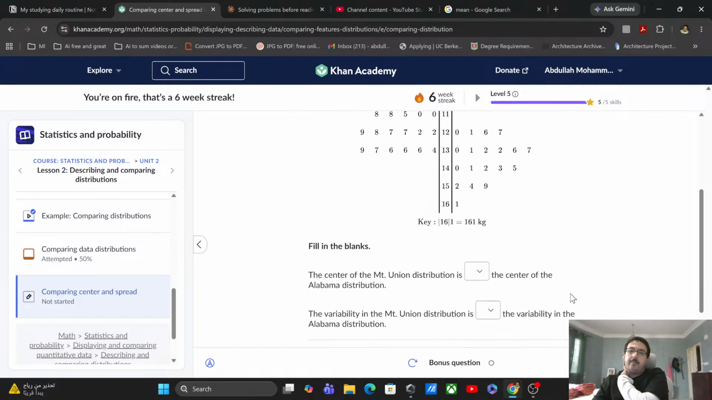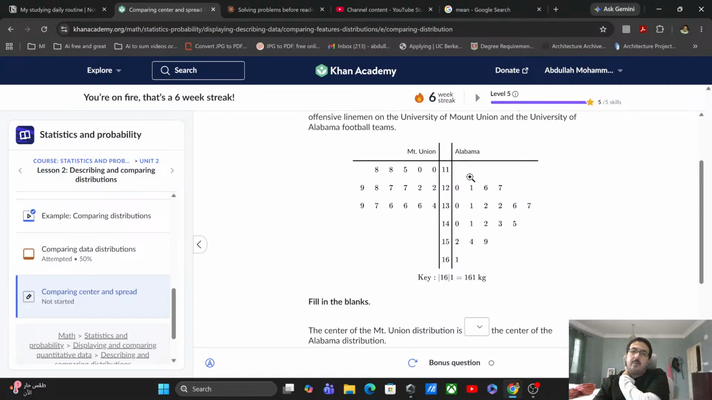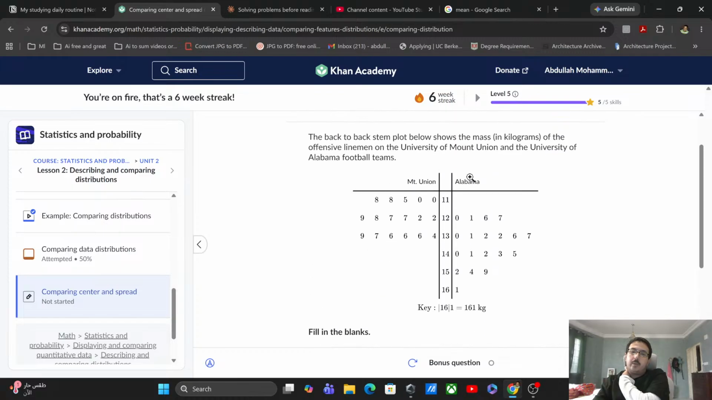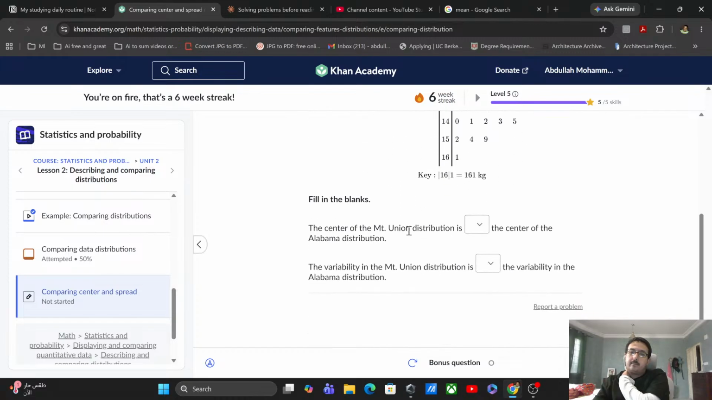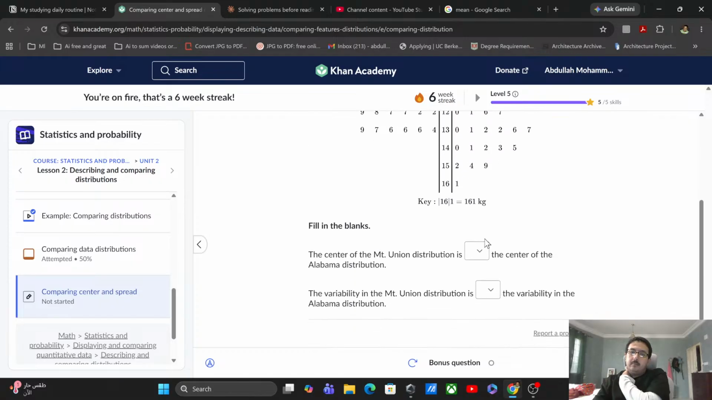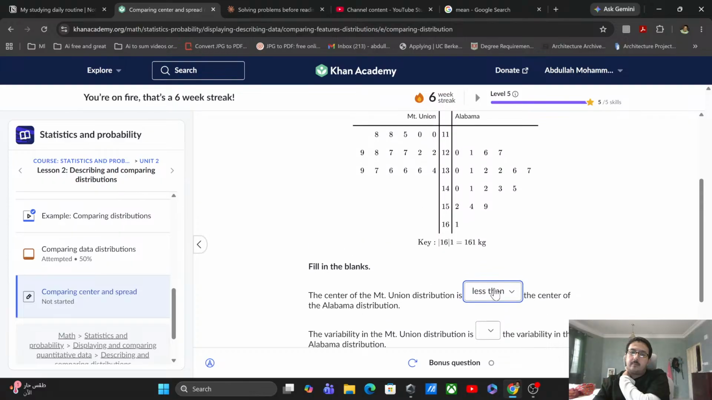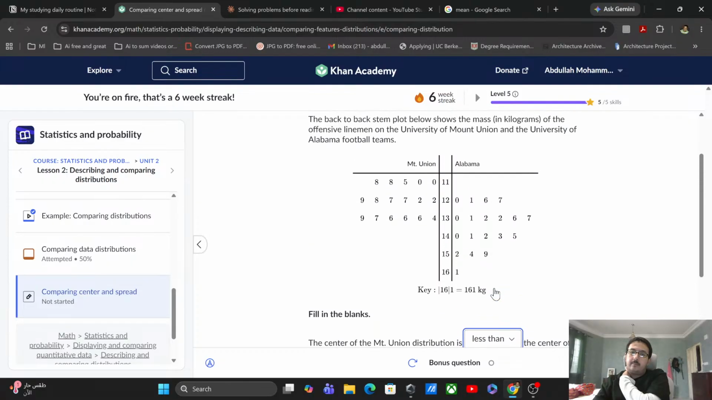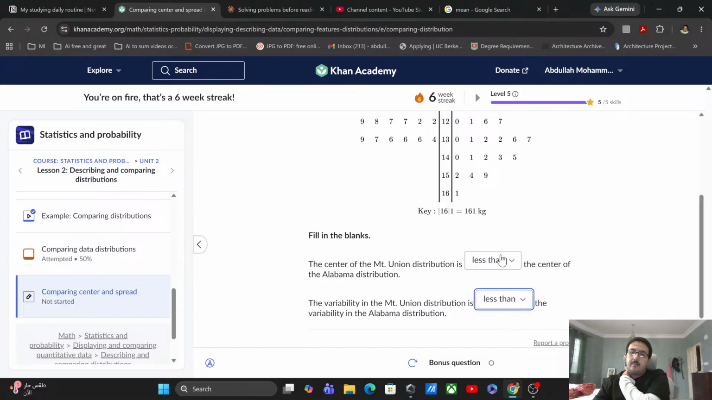Last question. Distribution here is larger and the center here is larger. Center distribution is more. So what is this? Alabama. Center is less in the distribution. Is less.